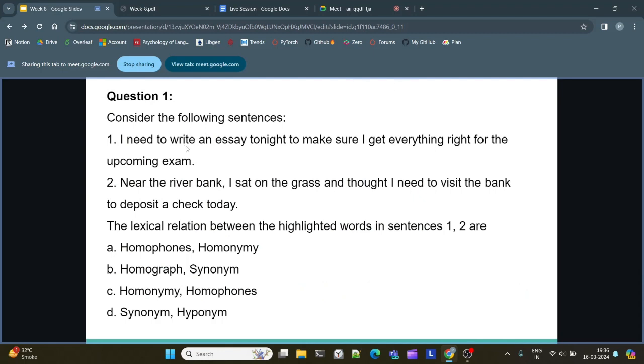We have been given two sentences, and we need to find the relation. Sorry, the words have not been highlighted. In the first sentence, the words are right and right. The second one is bank and bank. These are the highlighted words in the sentences, and you need to tell what is the relation between these sets of words.